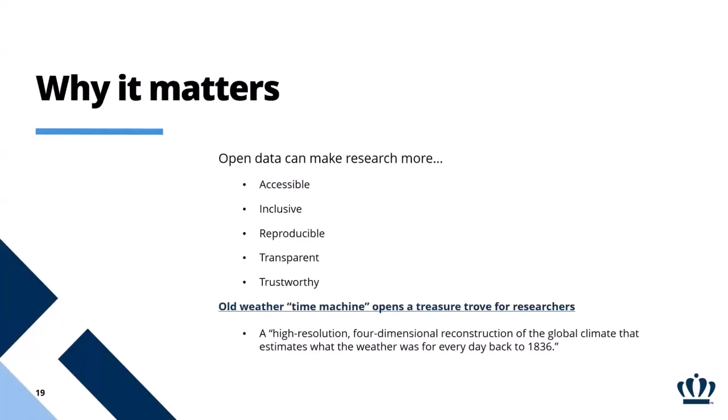So open data can make research more accessible, inclusive, reproducible, and transparent. And then this can all increase the trust that people have in your research. This is a neat example of a research project called the Old Weather Time Machine. They aim to create a high-resolution, four-dimensional reconstruction of the global climate that estimates the weather for every day back to 1836. And part of the reconstruction efforts included looking at observations from archival records, which were transcribed by citizen volunteers. So this project involved a wide range of not only data, but also people. And through this, scientists can better understand climate conditions and their impact.